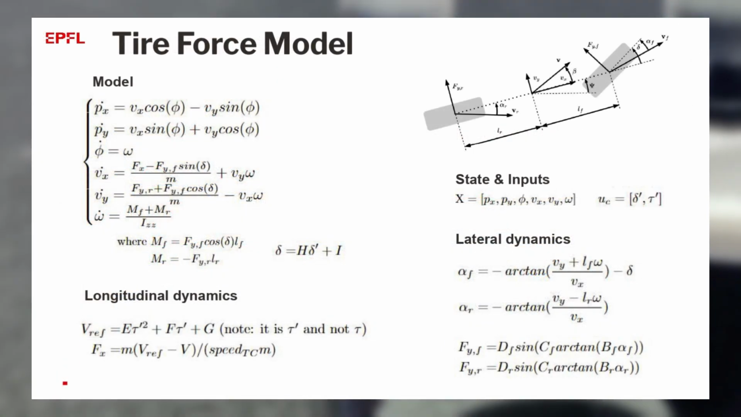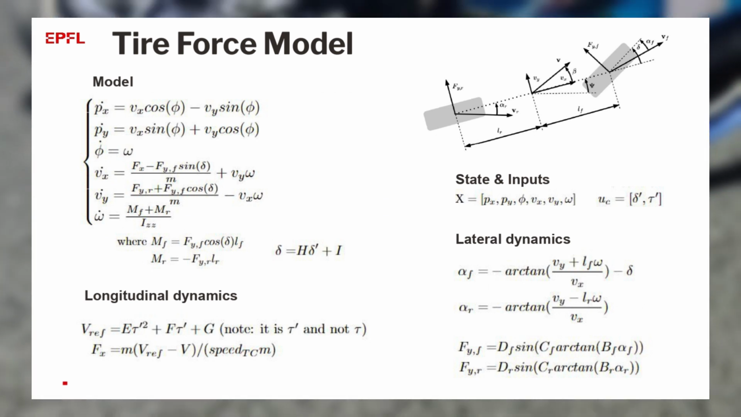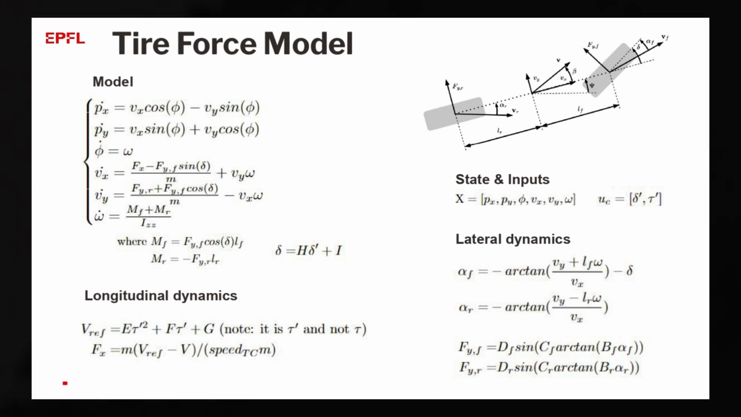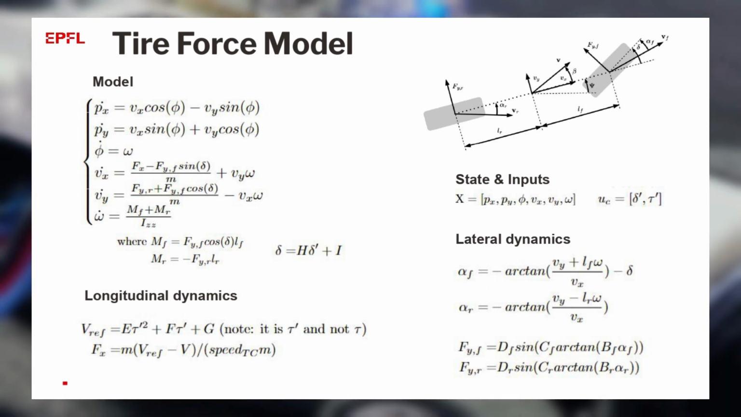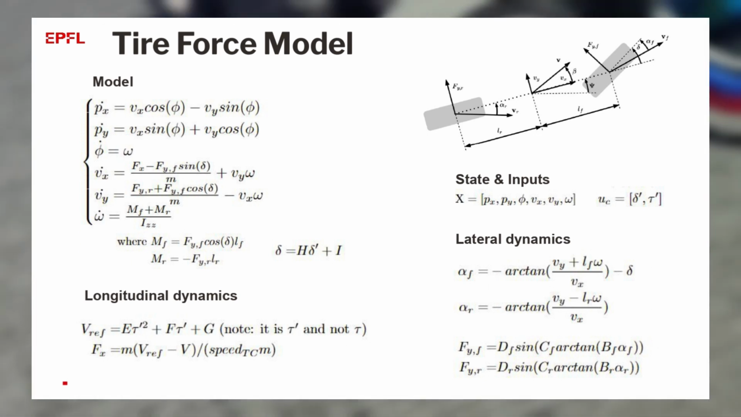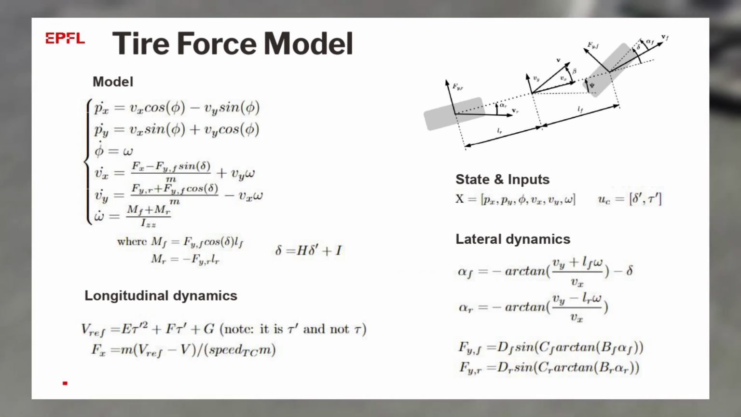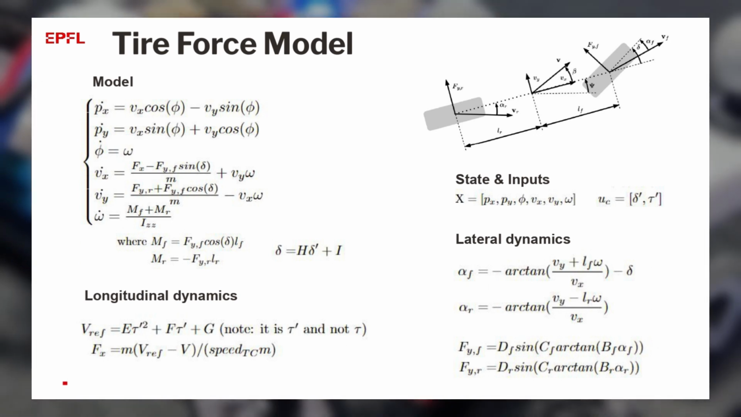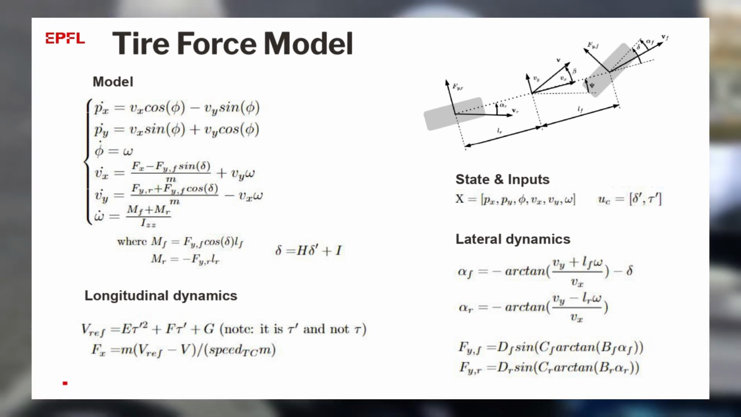The mathematical model of the car is a tire force model, which means that we have included tire forces in order to include drift, and we have identified longitudinal dynamics and lateral dynamics of the tires. The state and input of the car are the positions, the angle of the car, the speed in the body frame, so in the reference of the car, and also omega, which is the angular velocity. As input, we have the normalized steering input, which is the steering of the car, and the throttle, which represents how much power we give to the wheels.